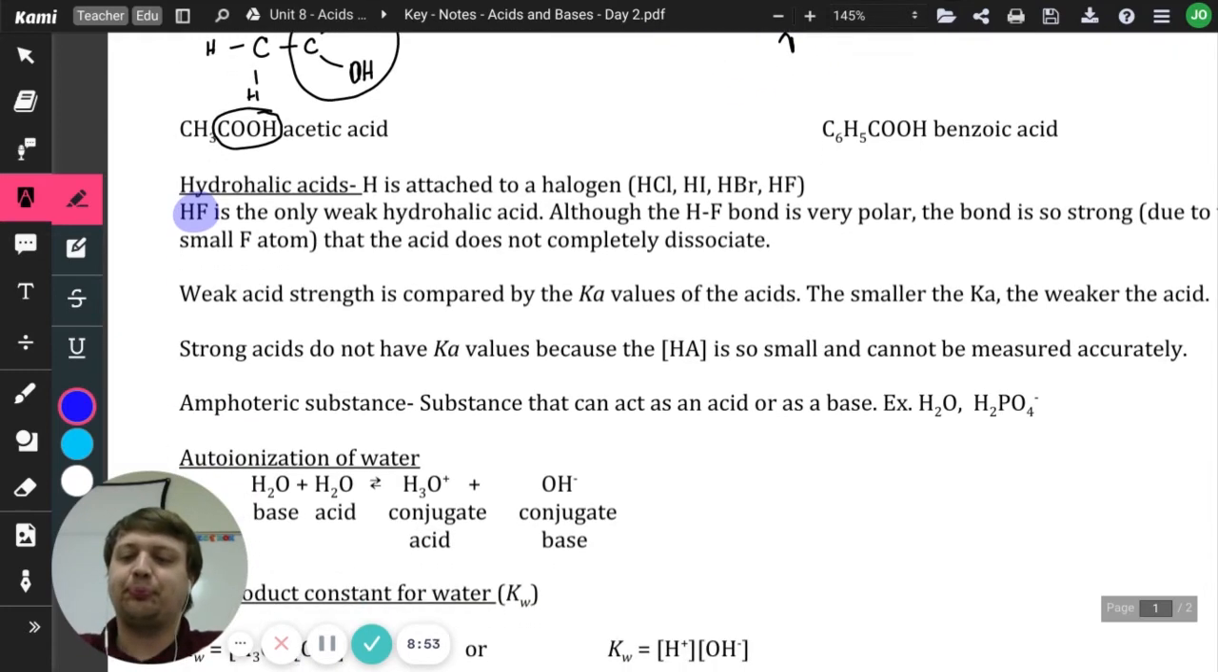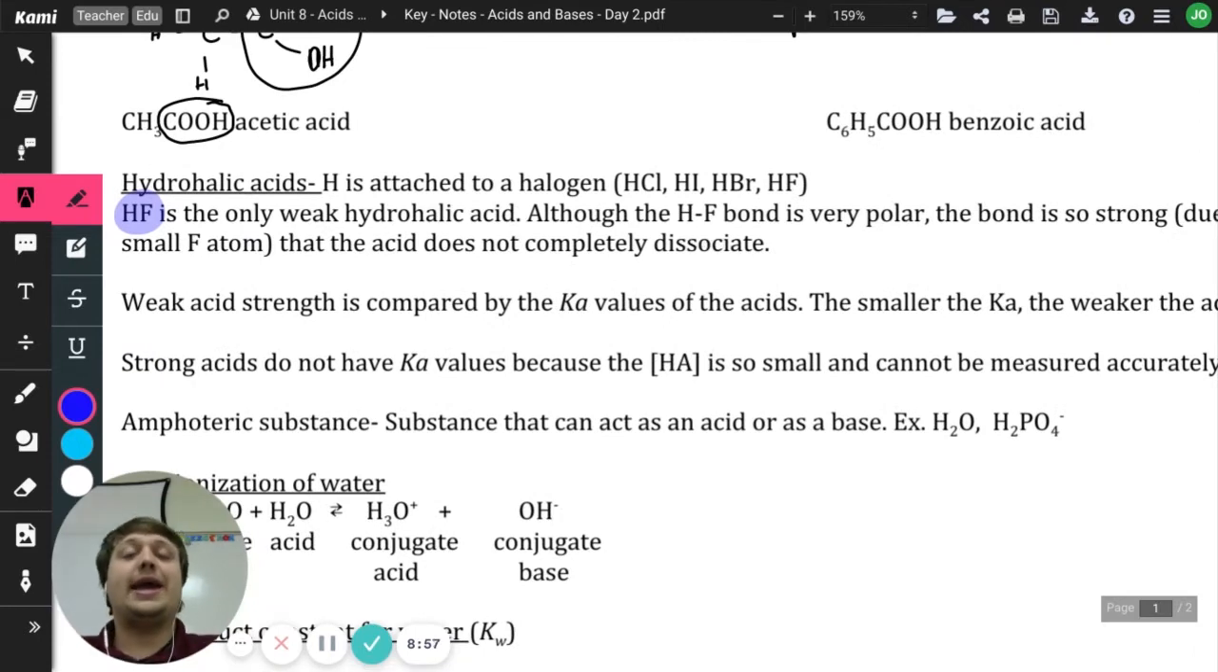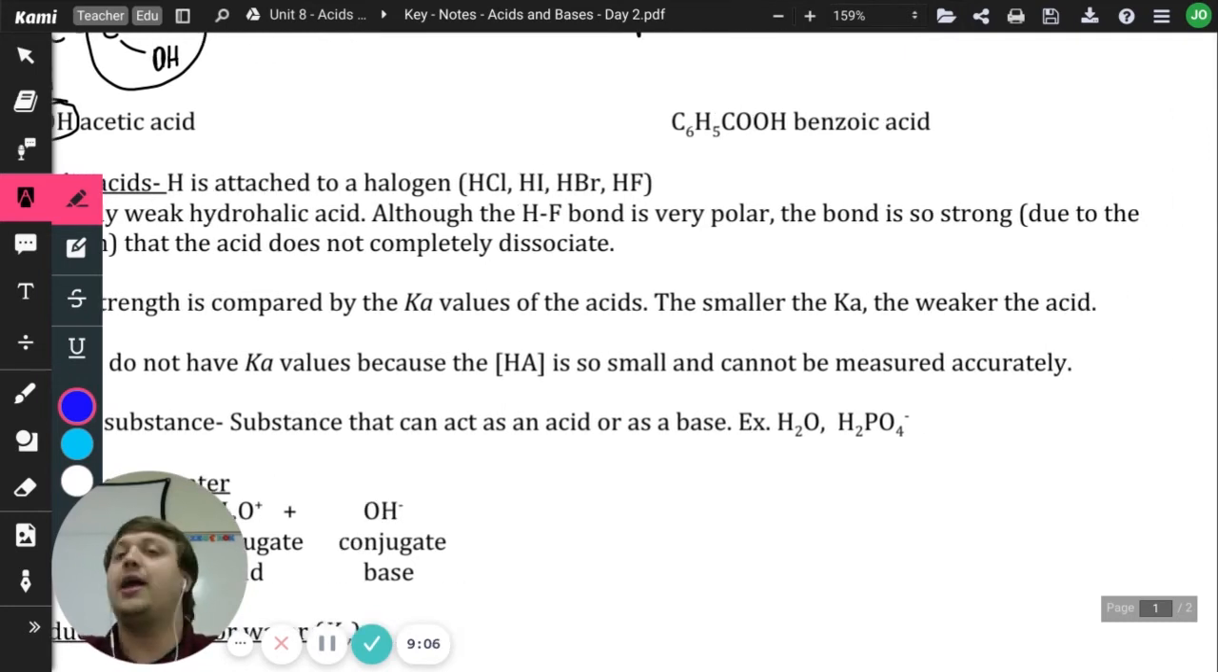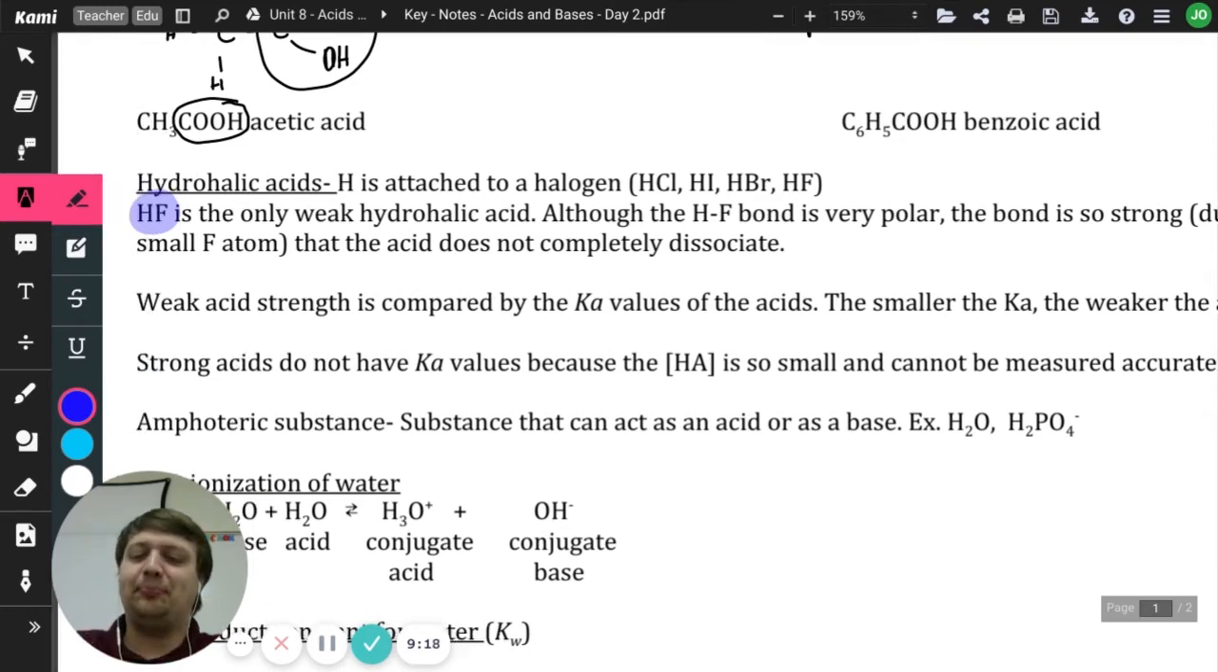Okay. Now, when we are looking at weak acids, their strength is compared by their Ka value, all right? And so the smaller the Ka, the weaker the acid. And so what we're going to be doing is we're going to be using that equilibrium to solve for the strengths of those different acids, all right? And so we'll actually learn about that next class.